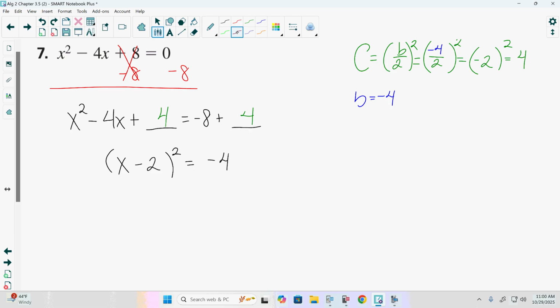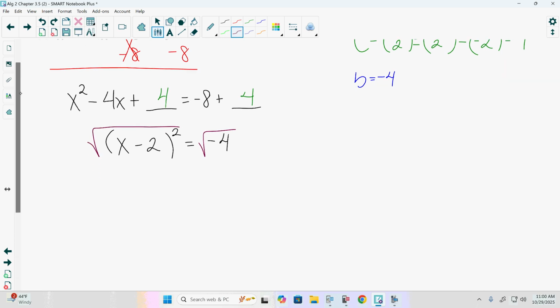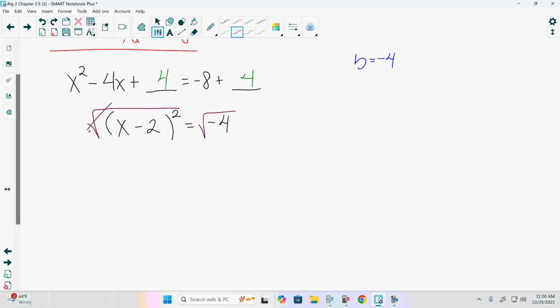The other half is to solve. So our next step in solving is to square root both sides. On the left-hand side, the square root and square will cancel. Like I said, we have x minus 2 is equal to plus or minus. Whenever we take the square root of both sides, we've got to put the plus or minus. Now we have to take the square root of negative 4.